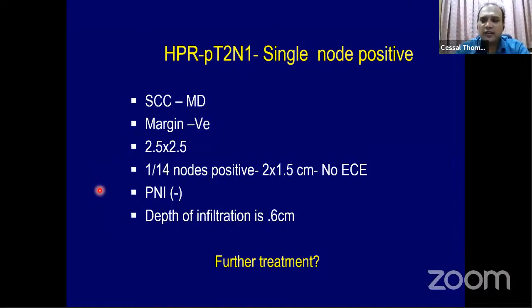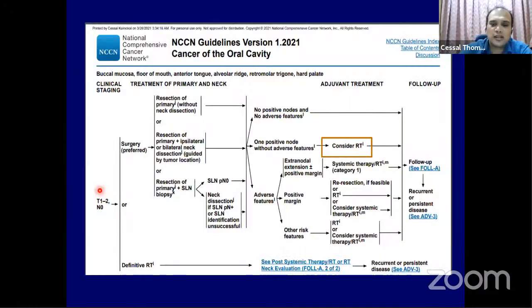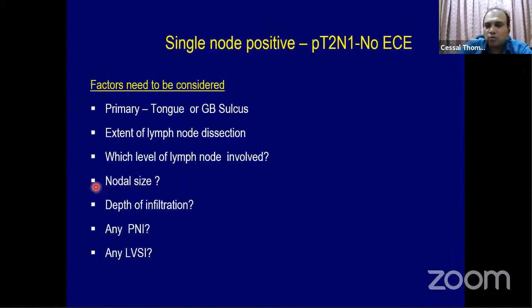Then, where is the lymph node involvement, whether it is level 1B or level 2, what is the size of the involved lymph node, whether extracapsular extension is present or not, what is the extent of lymph node dissection done, and whether there is PNI or LVSI. These are the factors you need to consider when you consider adjuvant treatment. Also a gingivobuccal complex tumor where it is a primary tumor. All these factors you need to consider when you decide the treatment.